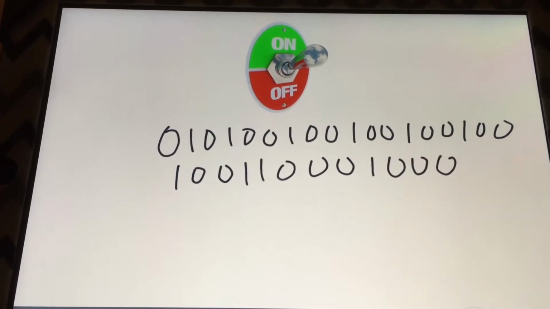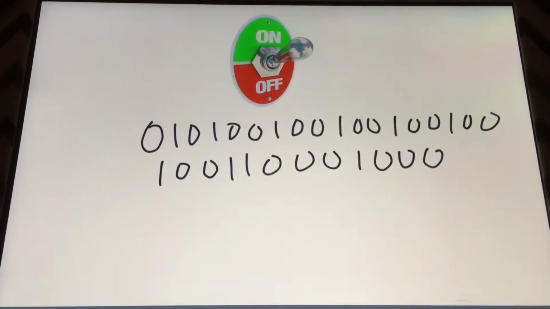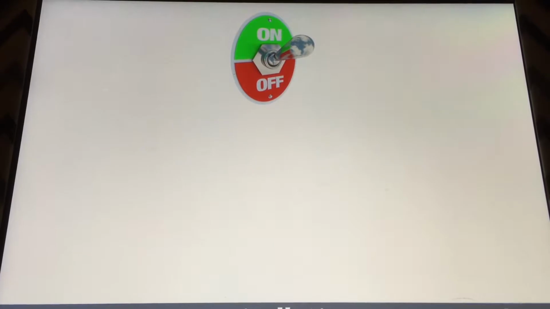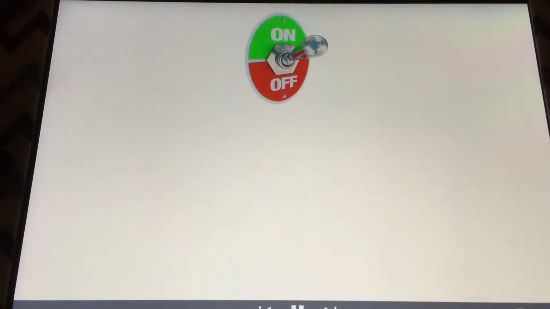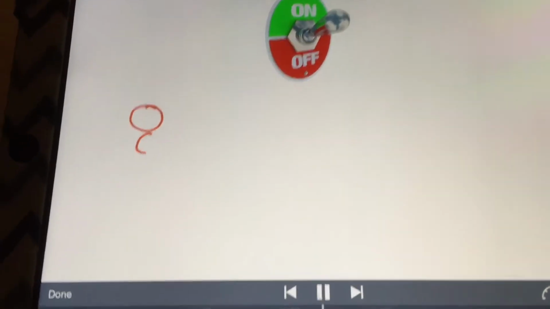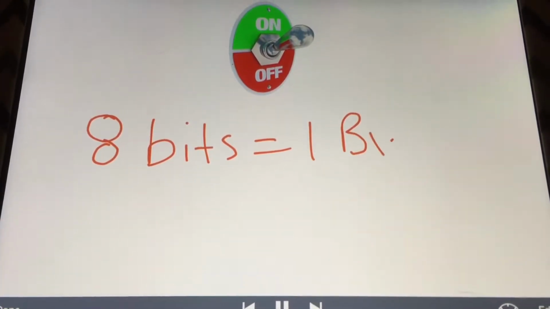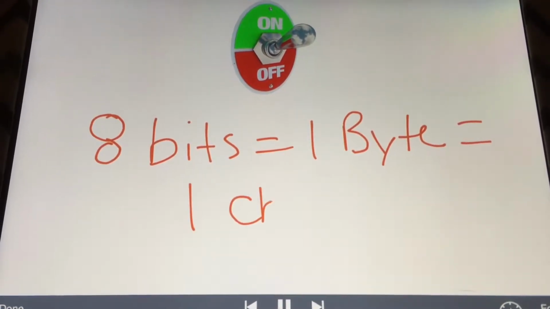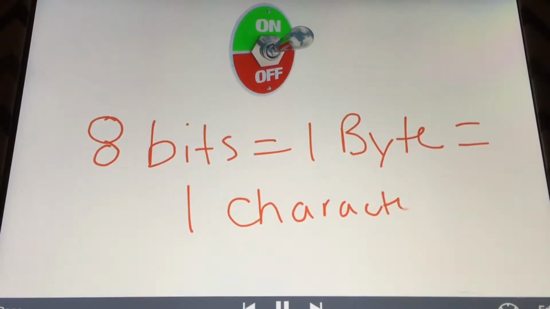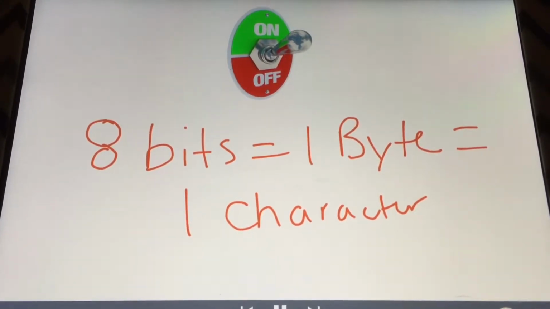So where do the characters come from? How do we know what a computer is saying? And that's what we're going to get to. Before we get there, we need to talk about how many bits are in a byte and how many bytes equal a character. Now, there are 8 bits in 1 byte. 1 byte equals 1 character. That character can be uppercase letters, lowercase letters, numbers, symbols, etc.